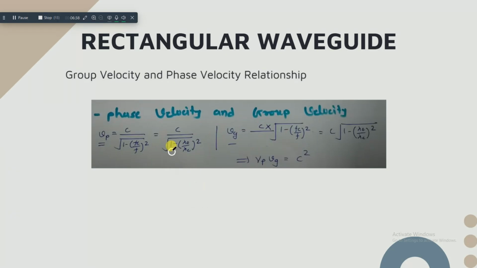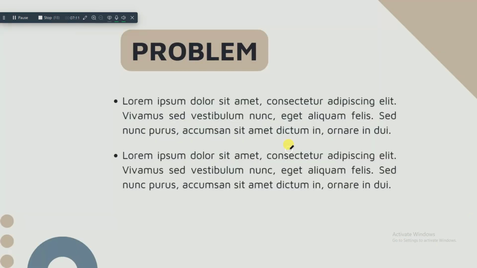Moving on, here is the detailed formula for the group velocity as well as the phase velocity. For the group velocity, Vg equals c times root over 1 minus fc by f squared, and the phase velocity is c divided by root over 1 minus fc by f squared, and the product of the phase velocity and the group velocity is c squared. It is to be mentioned that the phase velocity is always greater than c and the group velocity is always less than c.